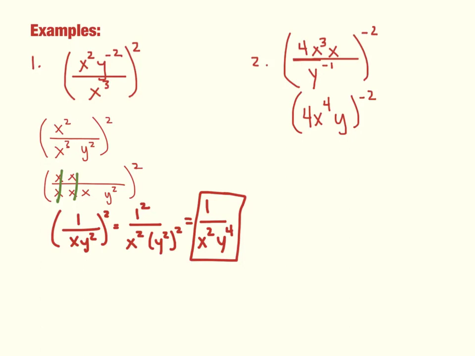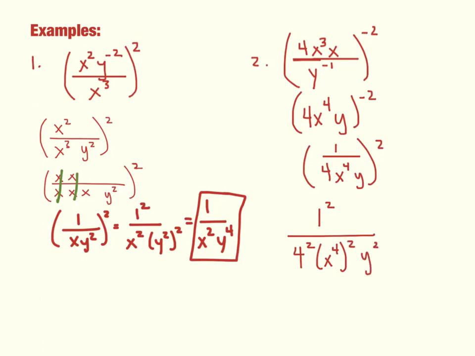Okay, now I can either flip everything inside the parentheses and change the sign of the outside, or just give the negative 2 to everything. But just to keep in line with the notes that I've given you, I'm going to say, okay, that's the same thing as 1 over all of those things to the positive 2. Now, everything inside that parentheses will be squared. So 1 squared over 4 squared, x to the 4th squared, y squared. So my answer is 1 over 16.